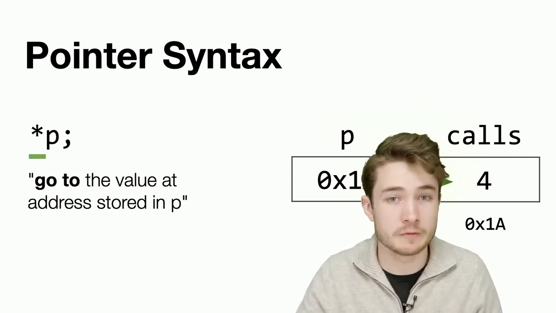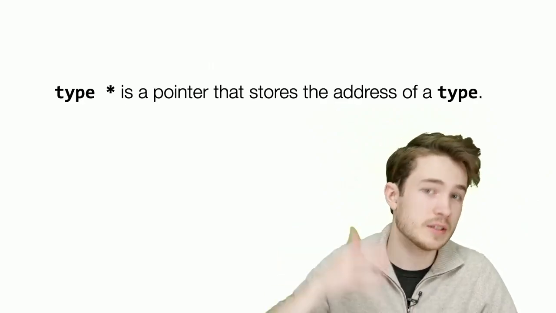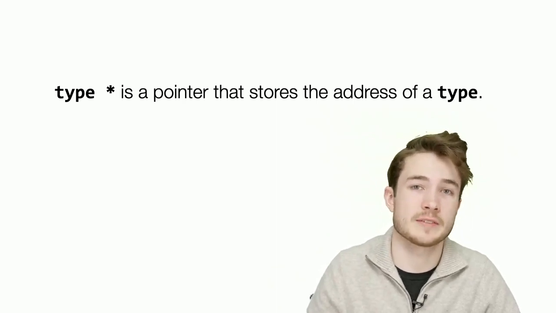Now, as you go off, a few things to remember about pointer syntax, as we just saw now. First, type star, whether it's int star or char star, is a pointer that stores the address of a certain type.